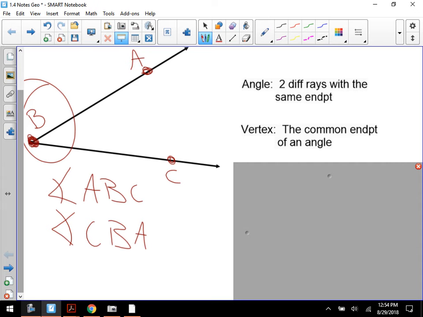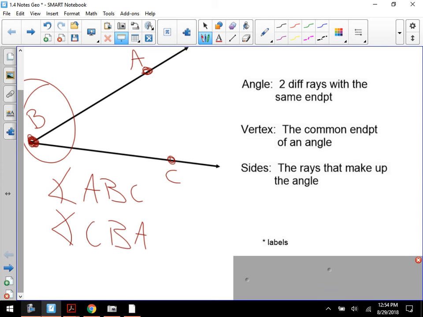And then lastly, the sides of an angle are the rays that make it up. Okay? The sides of an angle are the rays that make it. That common endpoint, so that common spot for the rays. So ray BA and ray BC create the angle ABC.